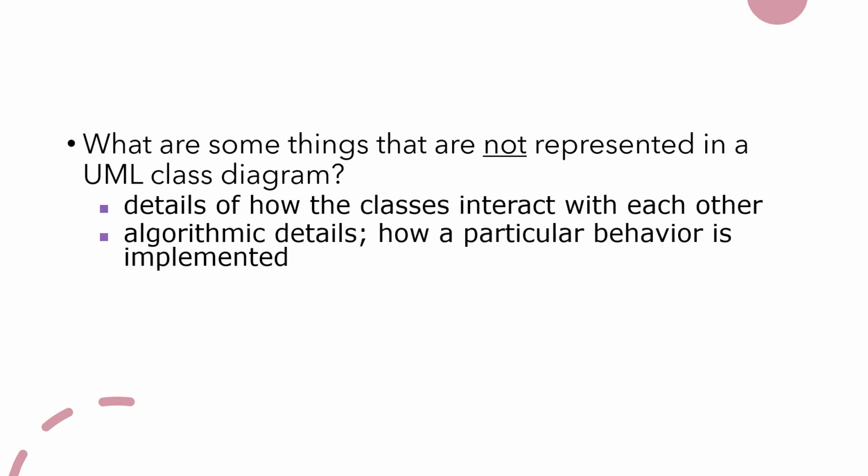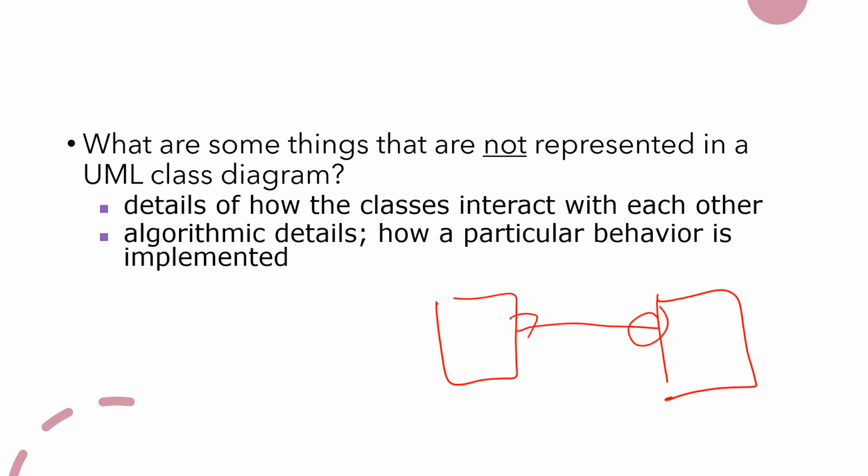What are some things that are not represented in a UML class diagram? Your class diagram will not give you the details of how the classes interact with each other, or algorithmic details, how a particular behavior is implemented. So these two things are not given in the class diagram. It only gives you how a class associates with other classes, but the details are not given. The how is not given. Only the cardinality and the association are given.